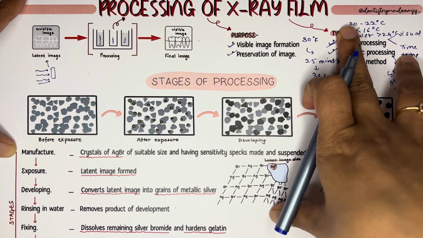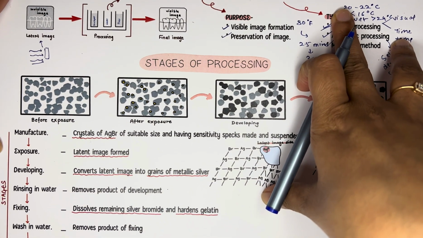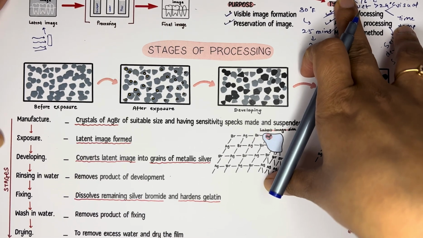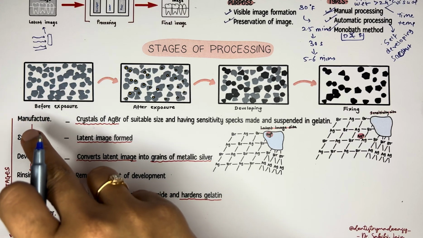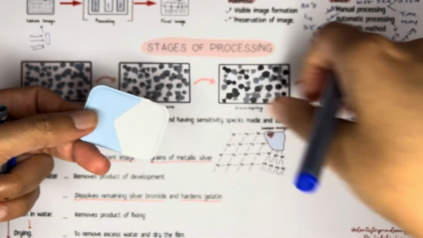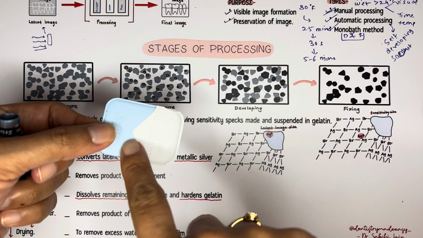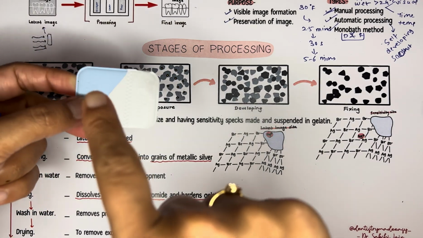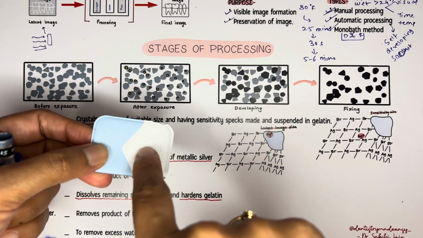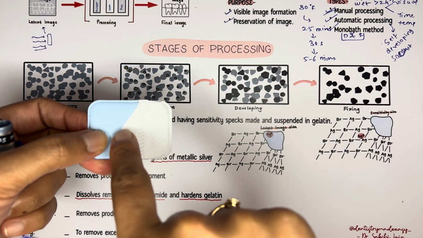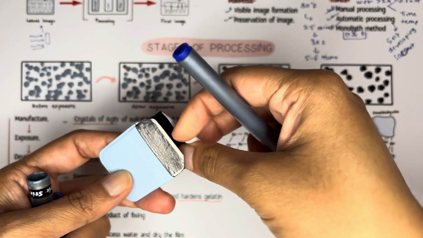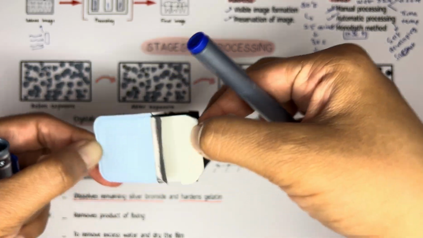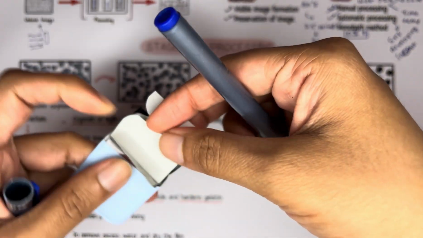Now what are the stages of processing? The first one is the manufacturer. That means you get this X-ray film from the manufacturer itself. Now the layers of X-ray film, we have already seen. It contains an emulsion layer, that is the main layer in the X-ray film. So this is the X-ray film packet. Again, the contents of the X-ray film packet we have already seen.